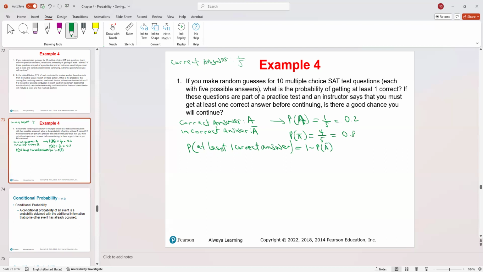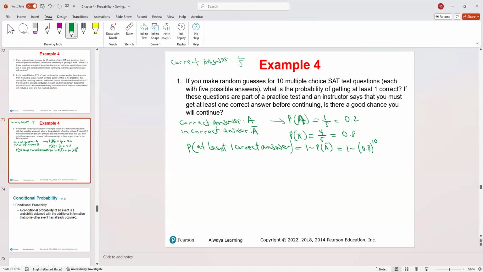Now, if you get no correct answer for 10 questions, how would you do it? The first question, no correct answer. The second question, no correct answer. If you do it for 10 of them, you can do 1 minus 0.8, 10 times. You can say just power 10 if you want. So it's the same thing.